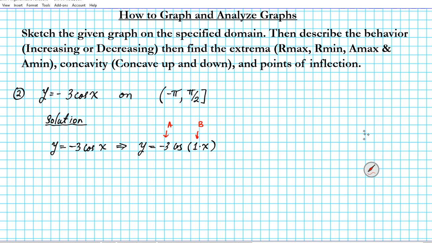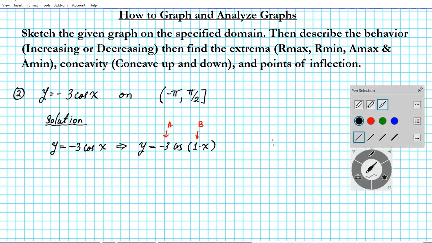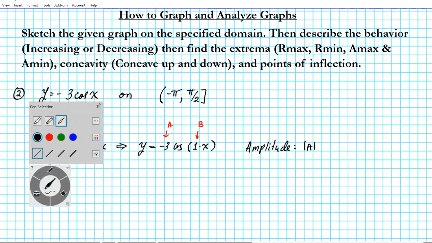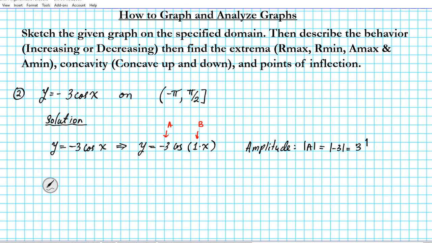So let's find the amplitude and period. For the amplitude first, we're going to use the formula absolute value of a. So the absolute value of a in this case is absolute value of negative 3, which is 3. So what does this mean? You go 3 units from the center to the maximum and 3 units from the center to the min. That's the maximum displacement from the central position.